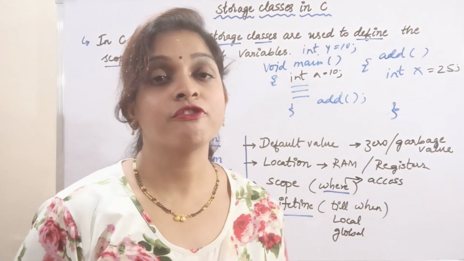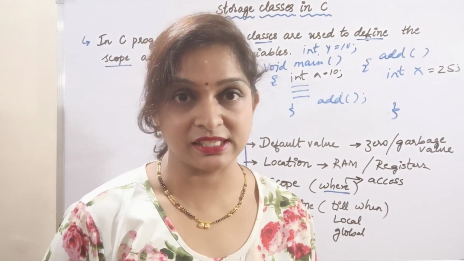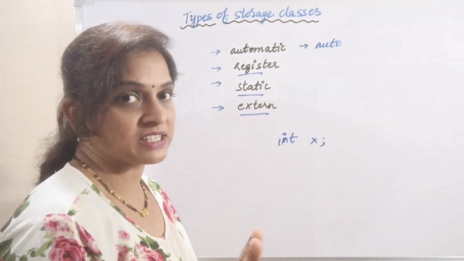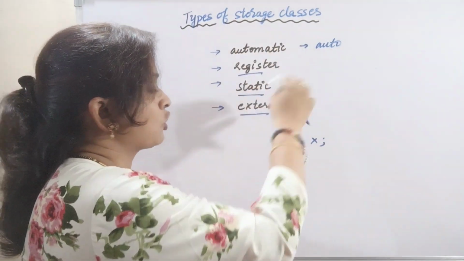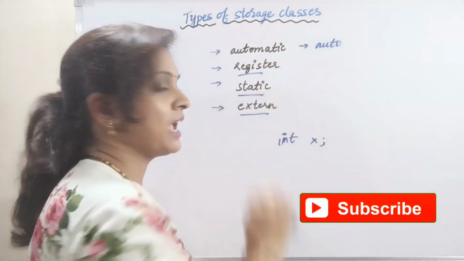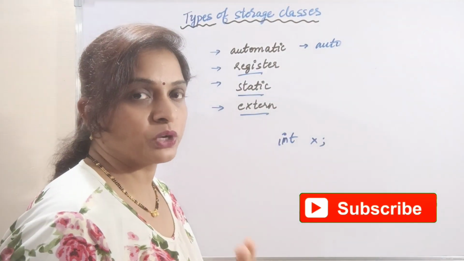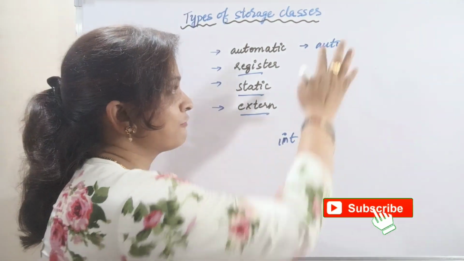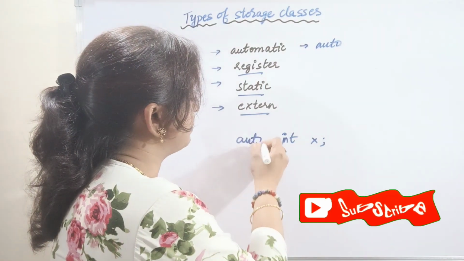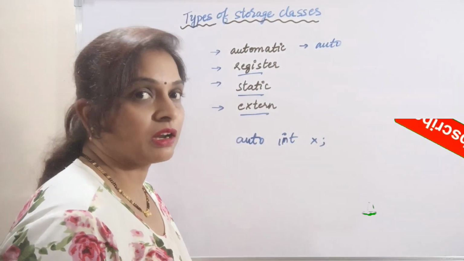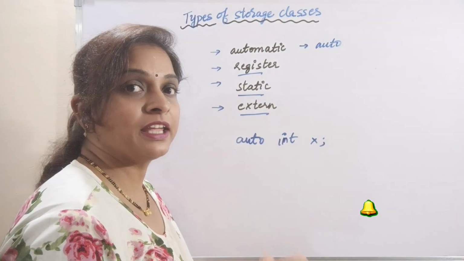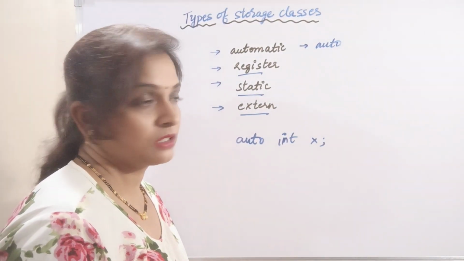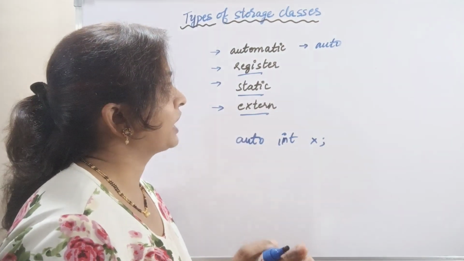We have 4 different storage classes. Types of storage classes: we have 4 storage classes in C. Auto, that is automatic, register, static and extern. These are the 4 different storage classes that we use. When we declare a variable, by default the storage class will be auto. So we need not write that explicitly. Implicitly, the variables are treated as auto storage type. So how do we use these different storage classes?